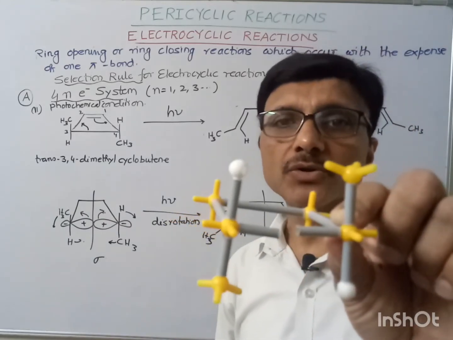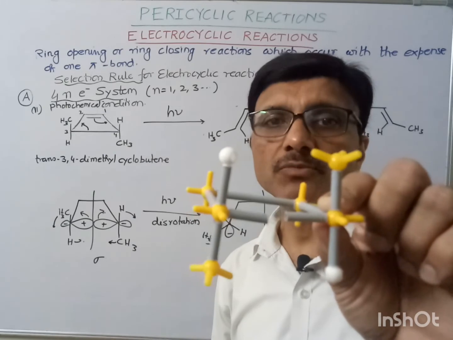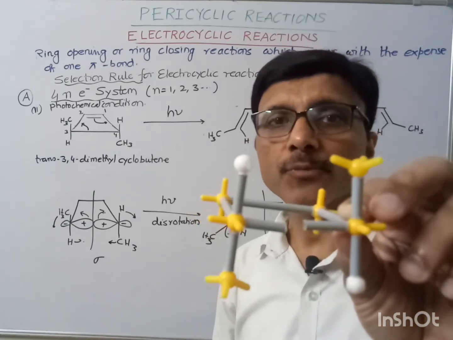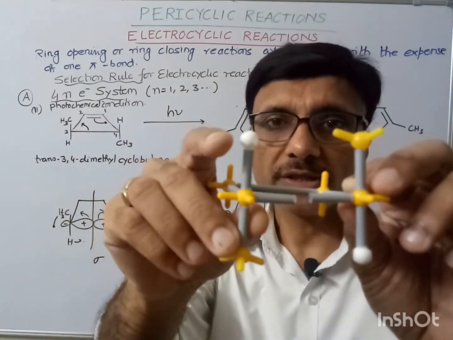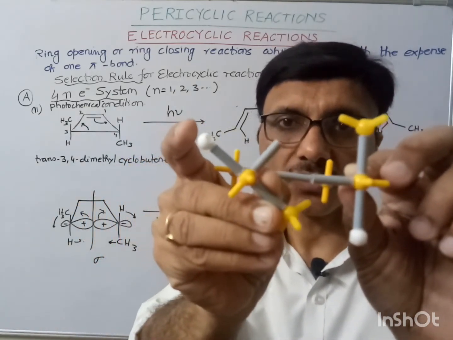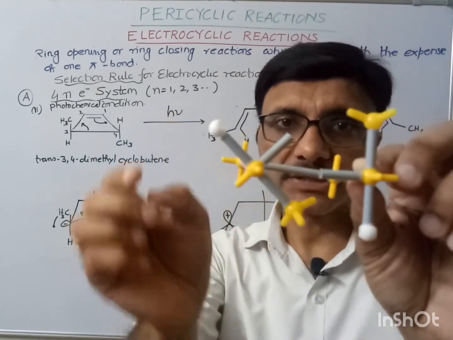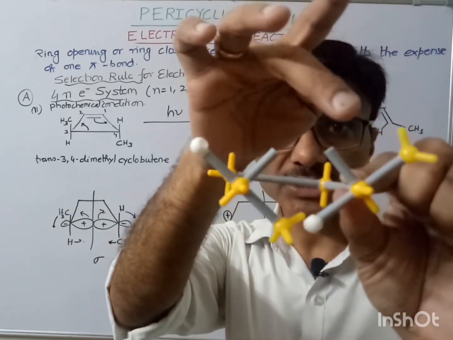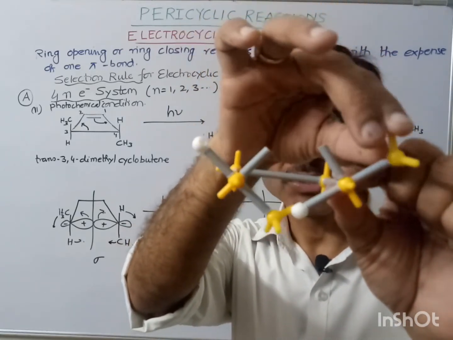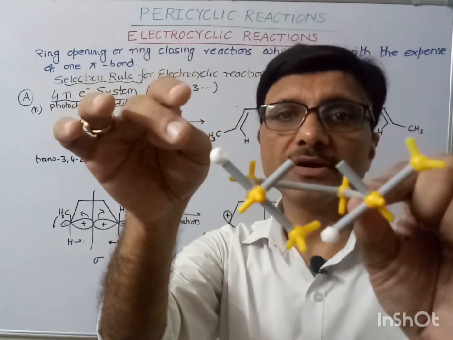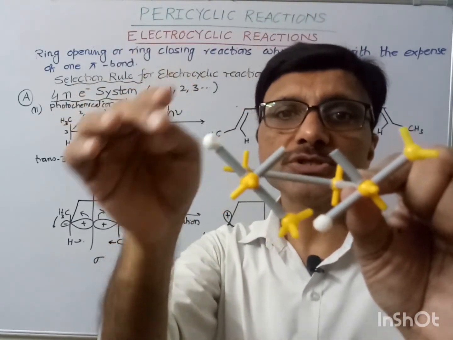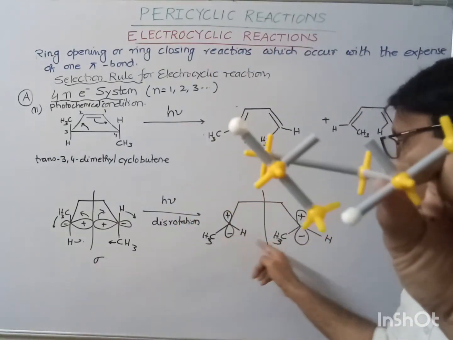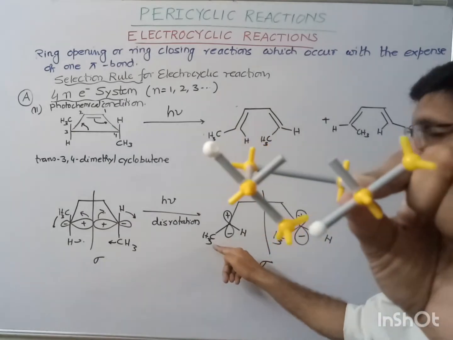Now when it undergoes the disrotatory manner, that is, when the orbitals move, both orbitals move in opposite directions. Suppose one is moving in this direction, so this methyl group is coming inside, and this one is moving in the opposite direction, so you can see this methyl group is going outside. So when the orbitals move in opposite directions, one methyl is going in and another methyl is going out.